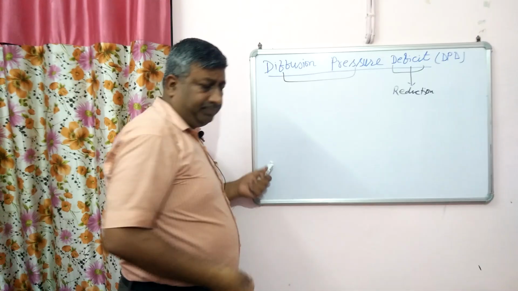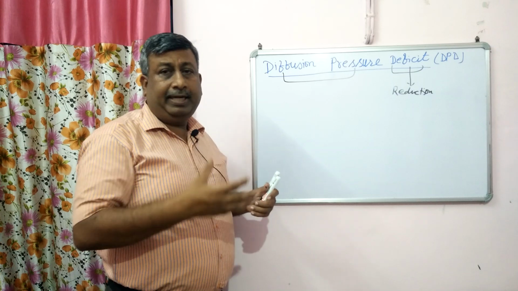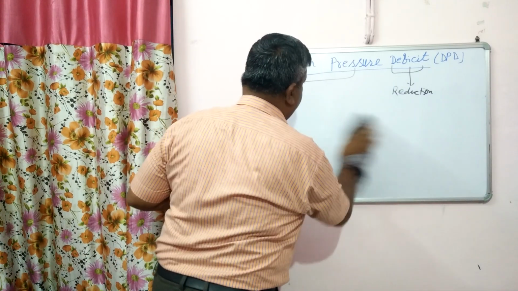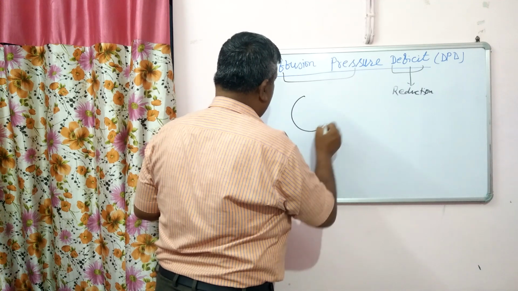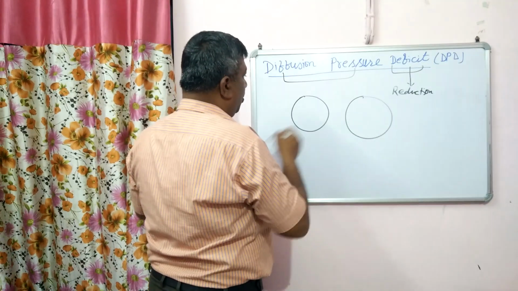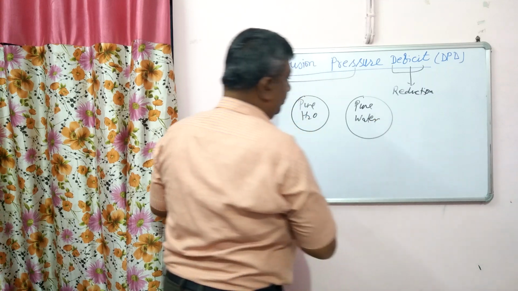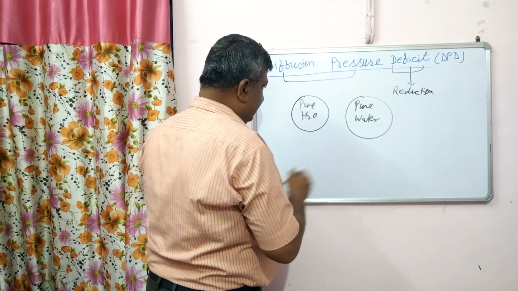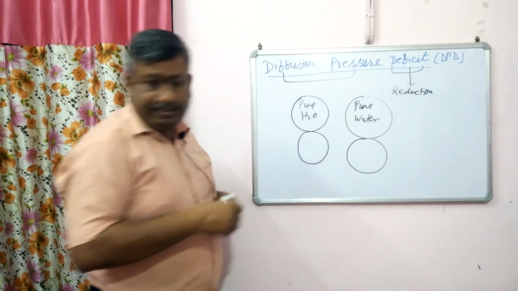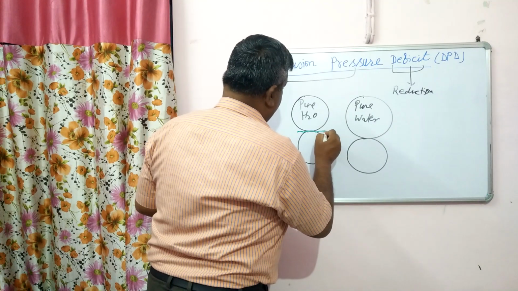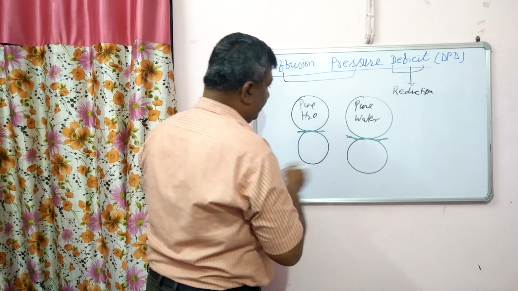So this is the difference, we can say this is the difference between the diffusion pressure of pure water and the diffusion pressure of the solution. For example, I will tell you another example. Suppose there are two cells and pure water is present here, and here also pure water. Okay, and they are in contact with the semi-permeable membrane. This is the semi-permeable membrane, and here solution is there.